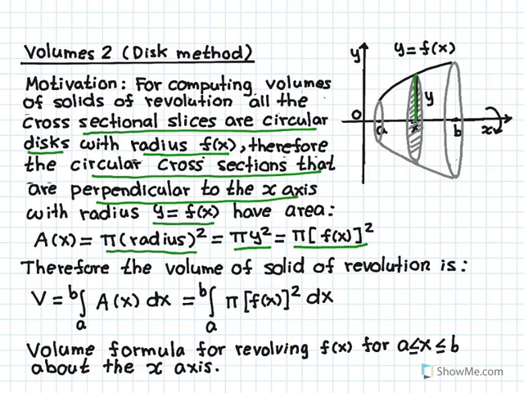squared. So the volume of a solid of revolution using the disk method is defined as the volume is the integral from a to b of A of x dx, where the cross-sectional areas are circles. And for that reason, we get the integral from a to b of pi times f of x squared dx. So this is the volume formula for revolving f of x for x between a and b about the x-axis.